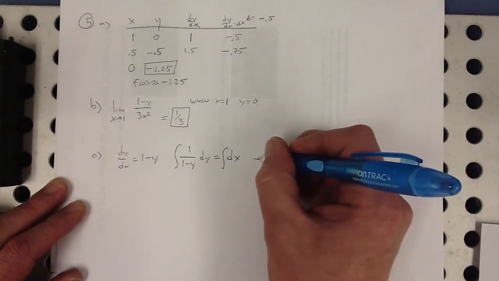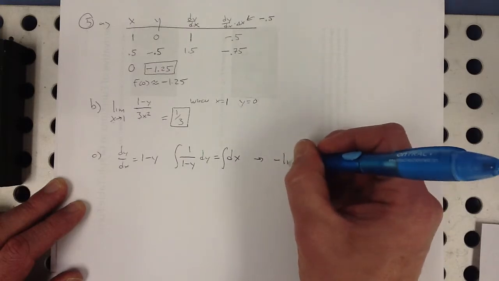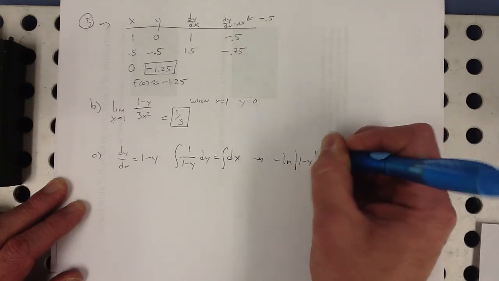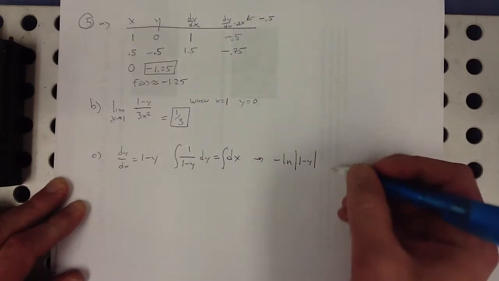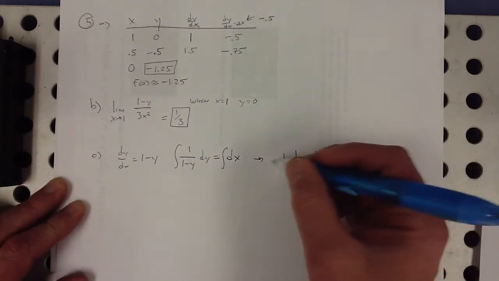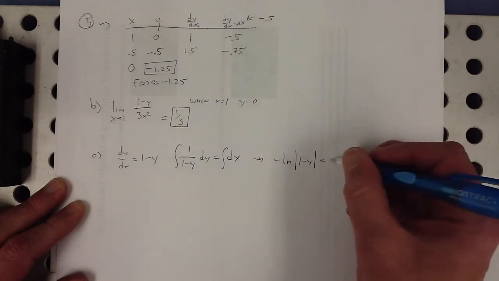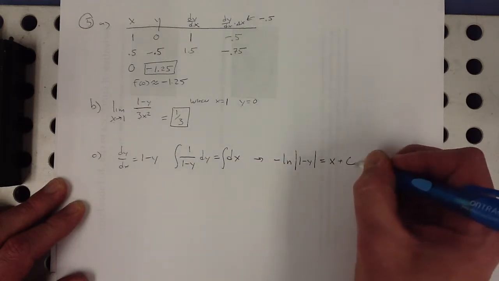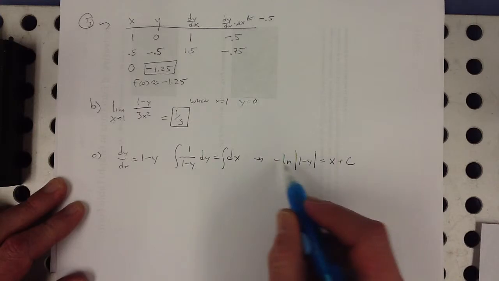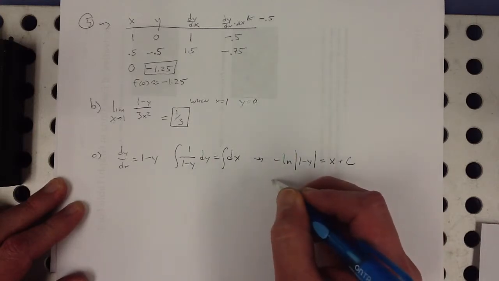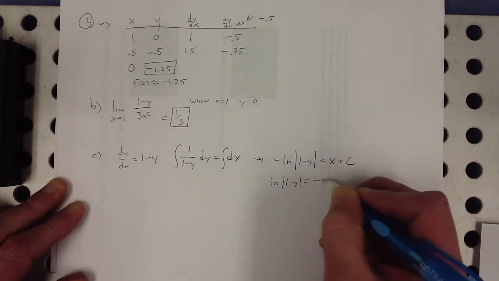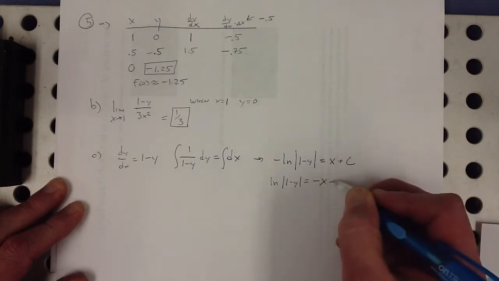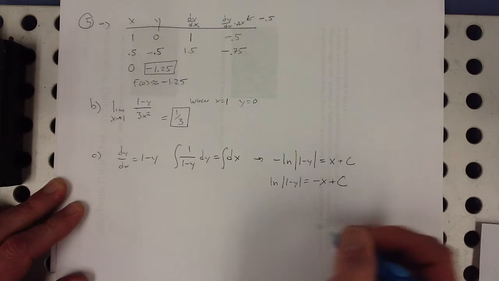Integrate both sides. That gives me negative natural log of 1 minus y. Again, the negative sign comes from in here. You can write out the u substitution, but it's a pretty simple one. Equal to the antiderivative of 1, which is x plus c. Let's see, I'm going to move the negative to the other side. Natural log of 1 minus y is equal to minus x. The c can absorb the negative. We'll worry about that later.